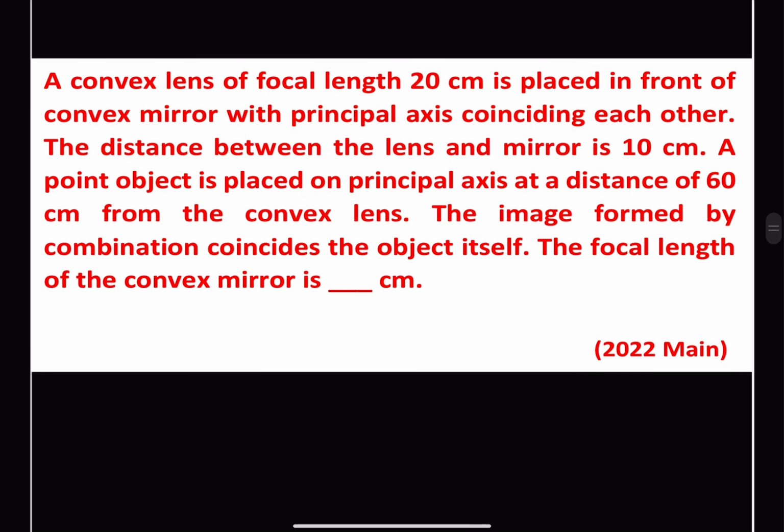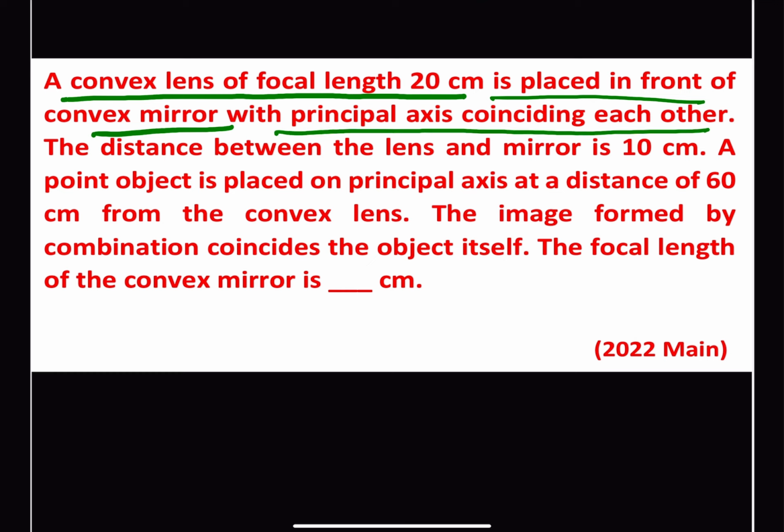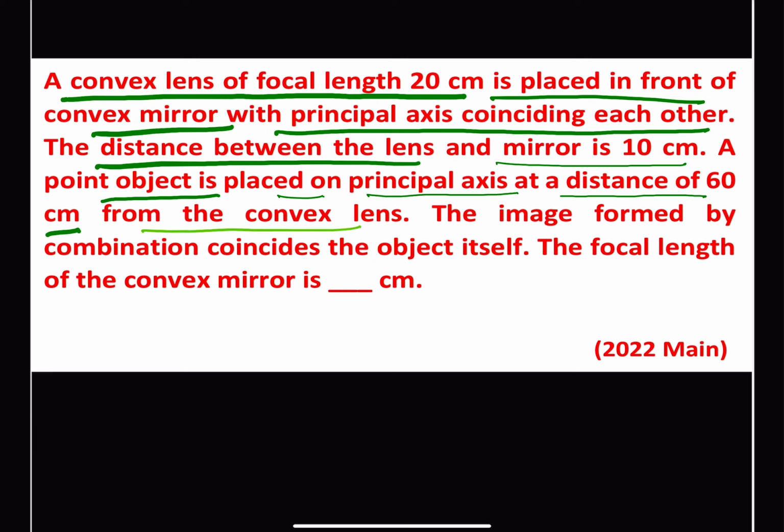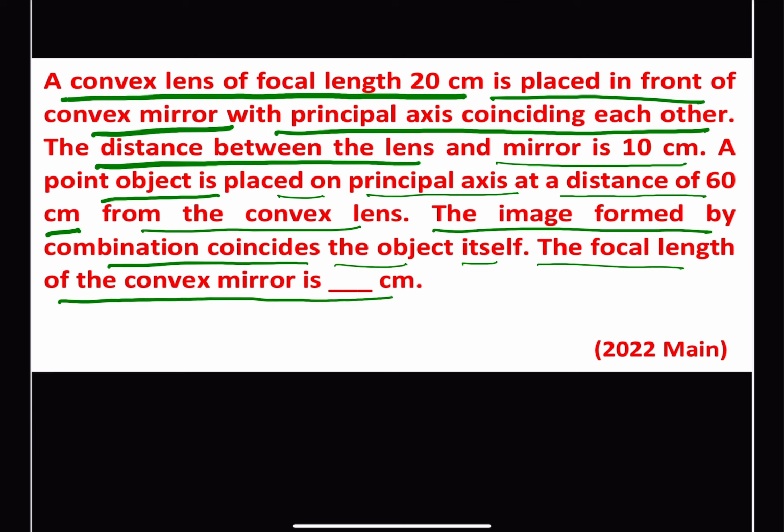Next question. And it states that a convex lens of focal length 20 cm is placed in front of a concave mirror with principal axes coinciding each other. The distance between the lens and the mirror is 10 cm. A point object is placed on the principal axis at a distance of 60 cm from the convex lens. The image formed by the combination coincides with the object itself. The focal length of the convex mirror is, so we have to find out the focal length of the convex mirror.